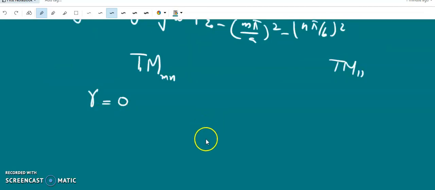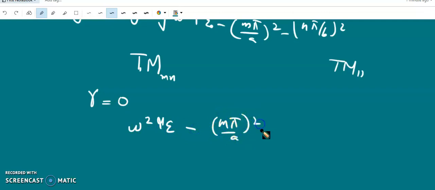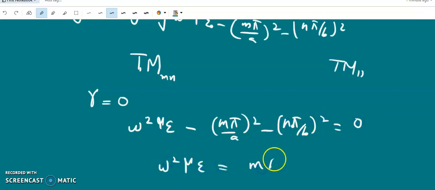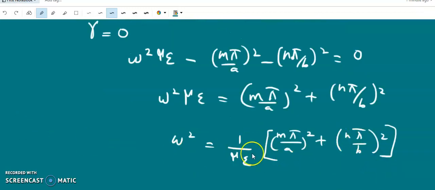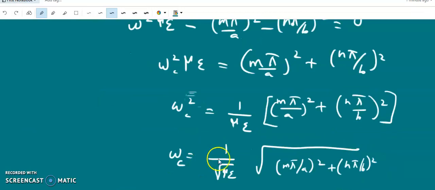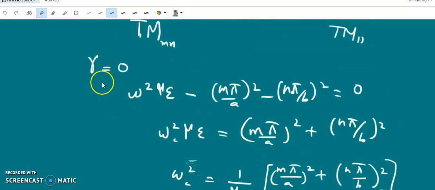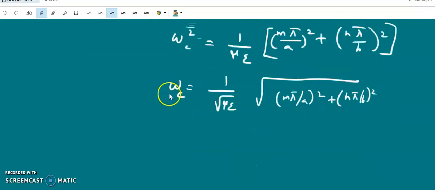When gamma equal to 0, then the quantity omega square mu epsilon minus (m pi by a) whole square minus (n pi by b) whole square is equal to 0. So omega square mu epsilon is equal to (m pi by a) whole square plus (n pi by b) whole square. Therefore omega is 1 over root mu epsilon times root of (m pi by a) whole square plus (n pi by b) whole square. So the propagation constant equals 0 only at the cutoff frequencies.